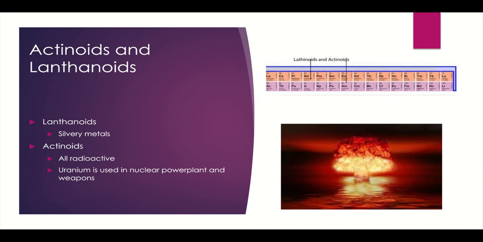If you go to the very bottom of the table, to the part that we really haven't talked about much, you have the lanthanoids and the actinoids. So the top row there, from 57 to 71, are the lanthanoids, and they're just silvery metals, and we really don't talk about them very much. But below that, the actinoids, we do end up talking about when we talk about nuclear chemistry because they are all radioactive. Uranium being the primary element that we talk about with the actinoids because of its use in nuclear power plants and nuclear weapons.